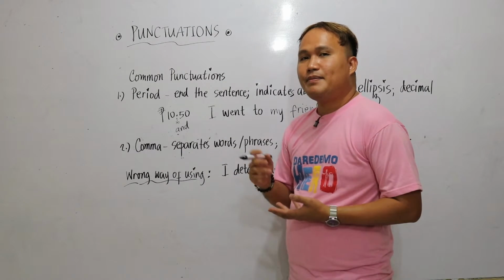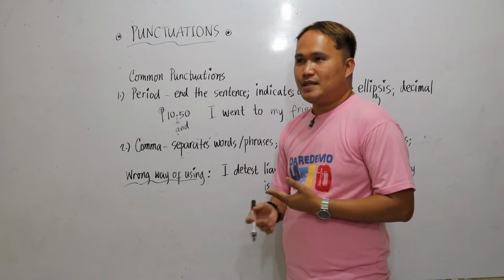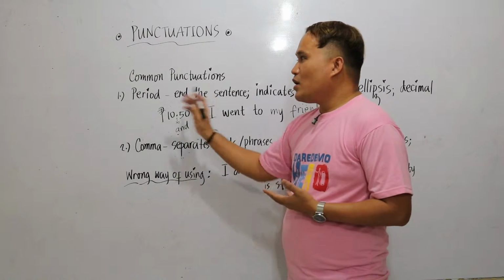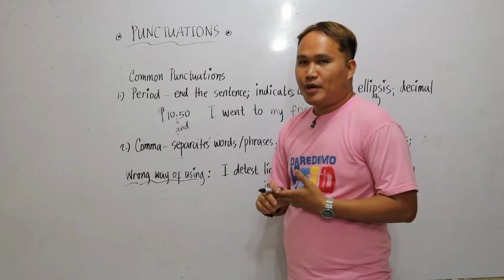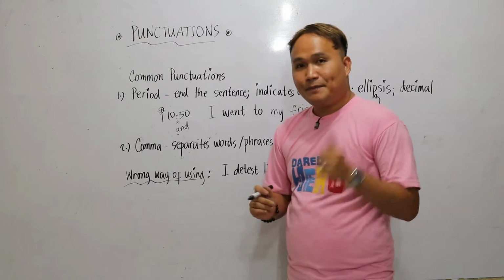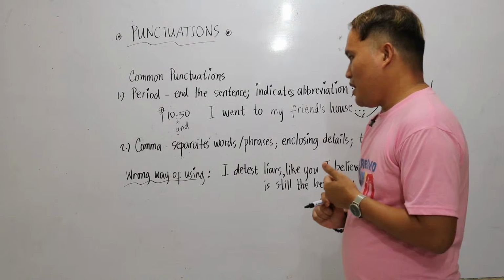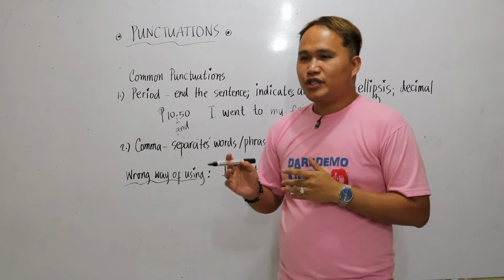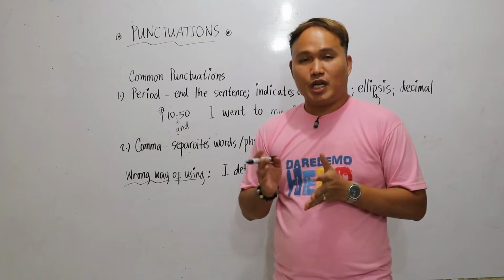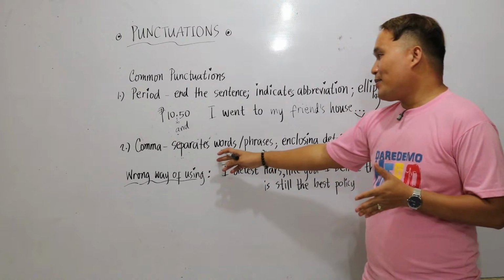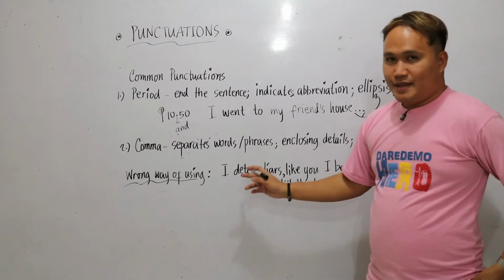Okay? 10 pesos and 50 centavos. So that's one role of a period, punctuation period. Okay? Now let's move on with comma. Now as we all know, common knowledge, we use comma to separate, okay? This is used to separate words and phrases.